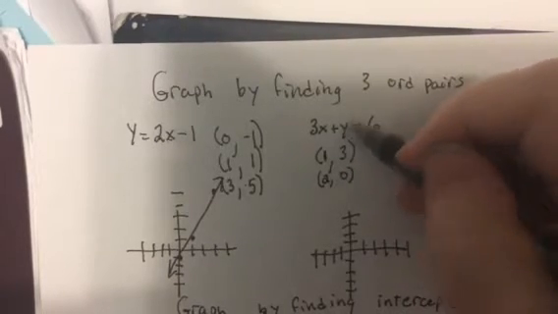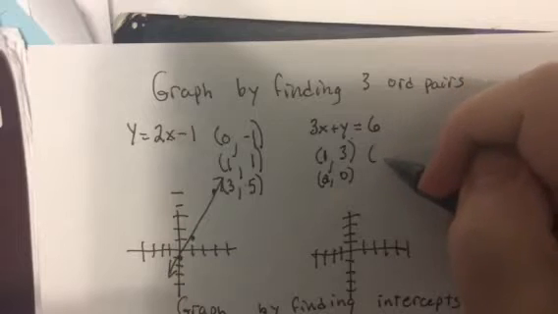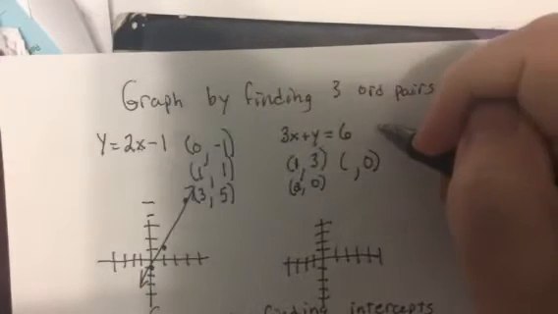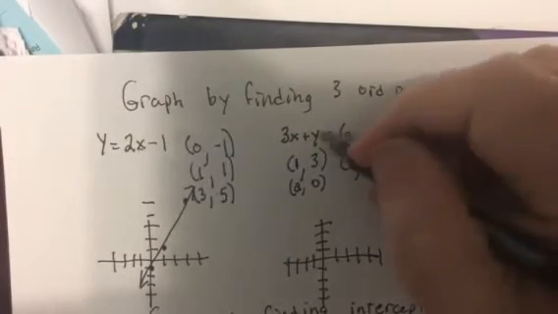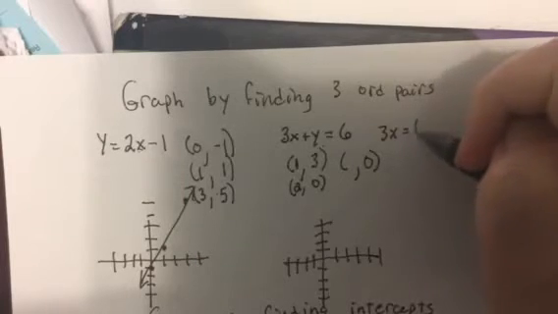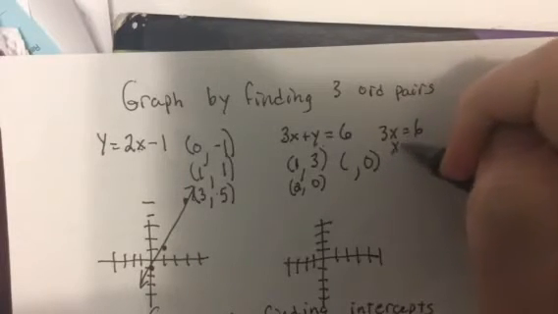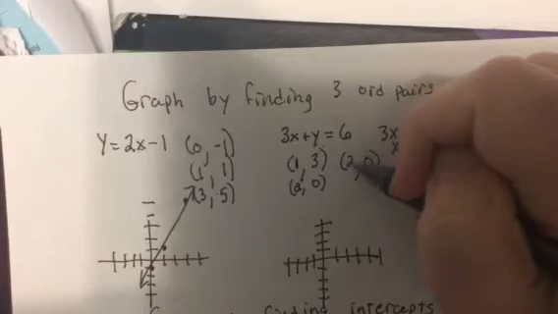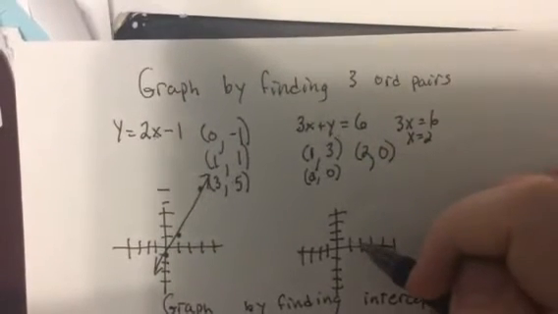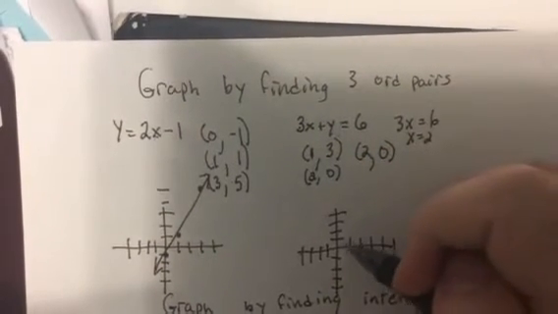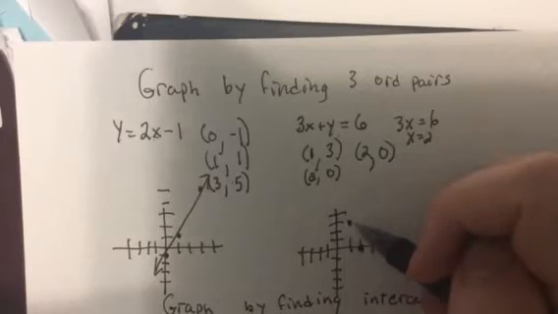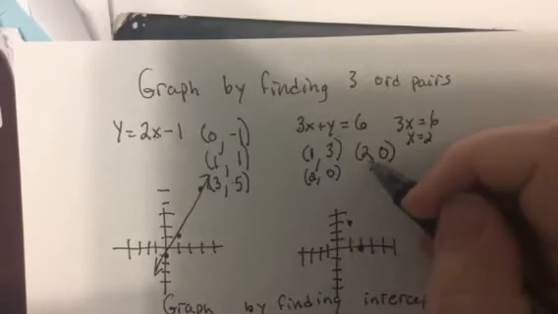Now let's put 0 in for y. So you'd have 3x plus 0, which is 3x equals 6. Divide by 3, x is 2. So plot it. 2, 0. 1, 3, and, I got 2, 0 twice.